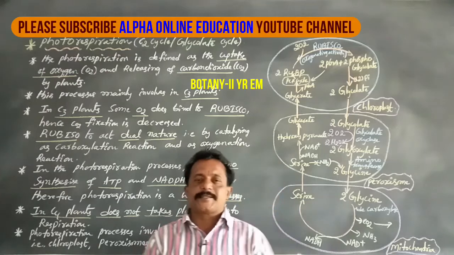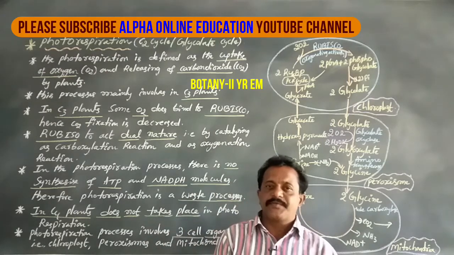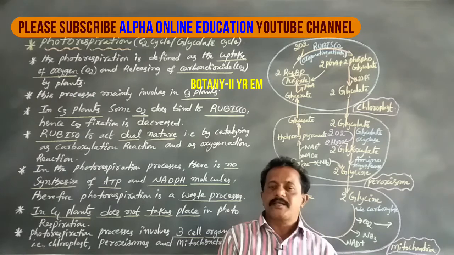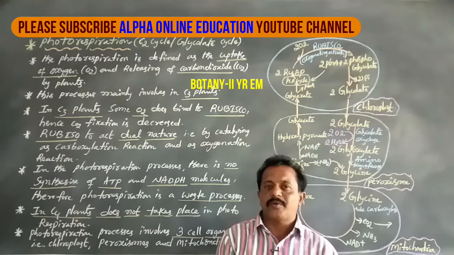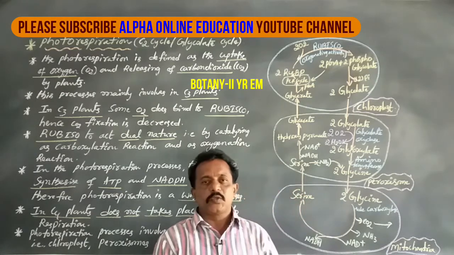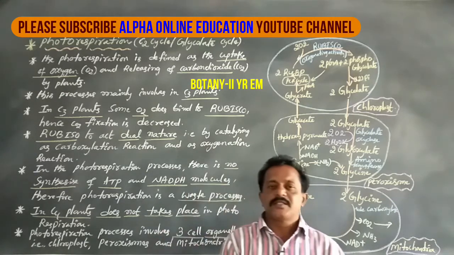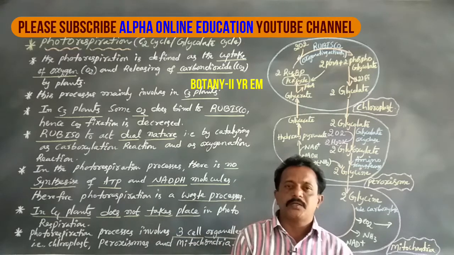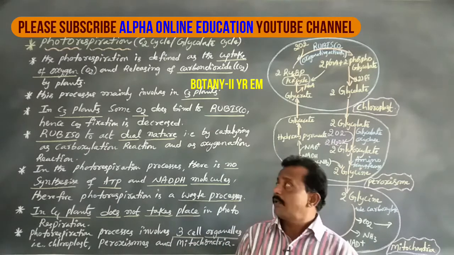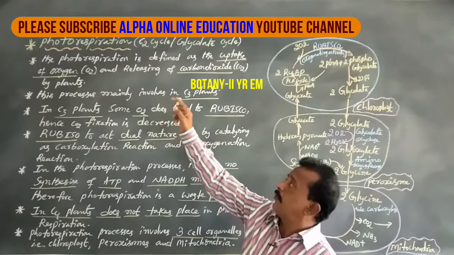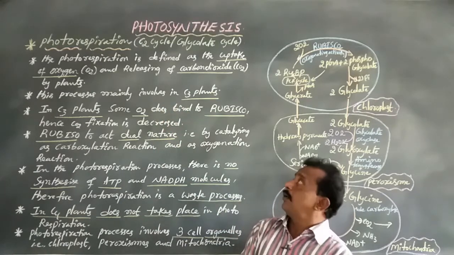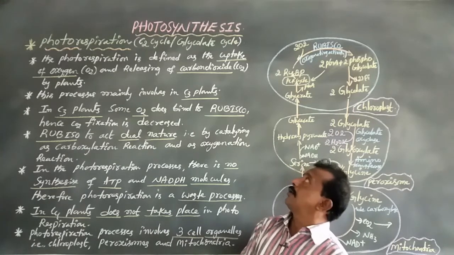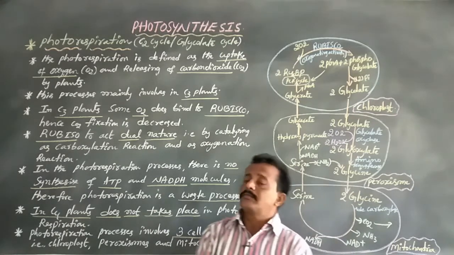Dear students, in previous classes we discussed in detail the C3 pathway, the C4 pathway and the CAM pathway, and also the differences between the C3 pathway and the C4 pathway. Now students, today we are going to discuss photorespiration, or the C2 cycle, or the glycolate cycle.